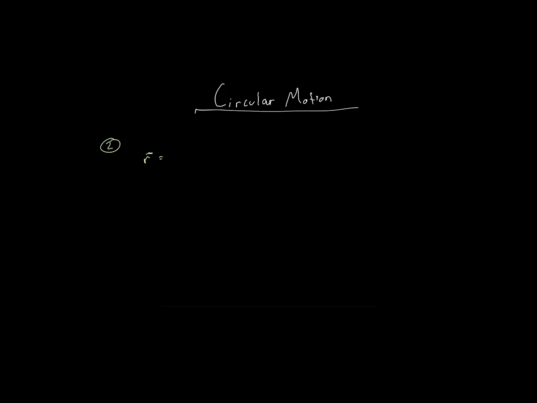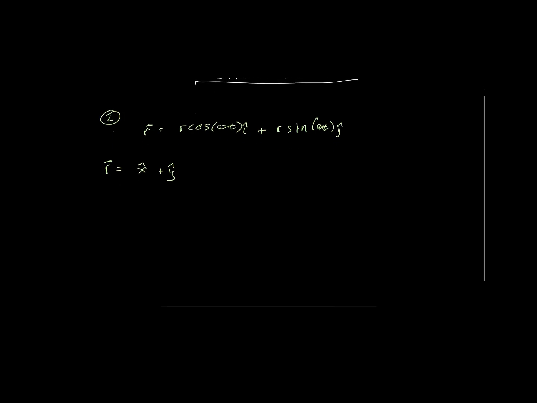So r equals, what is it? r cosine omega t i hat plus r sine omega t j hat. Sorry for the sloppy handwriting. All right. So you just have to know that r equals x plus y. That's all. So this is going to be x and this is going to be y right here.